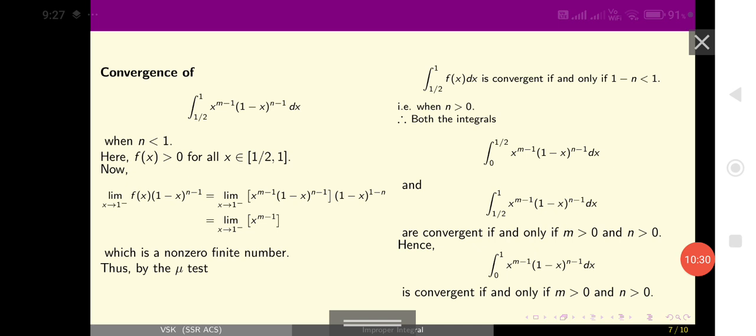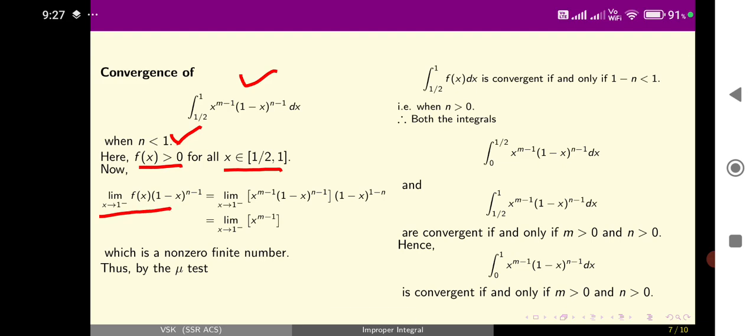Now let us check the convergence of this integral when n is less than 1. So again, clearly here f(x) is greater than 0 when x lies in this interval, and when we find limit x tends to 1 minus f(x) into (1 minus x) to the power n minus 1, and when we calculate this limit, we get 1, which is not written over here, but it should be 1, which is a finite non-zero number.